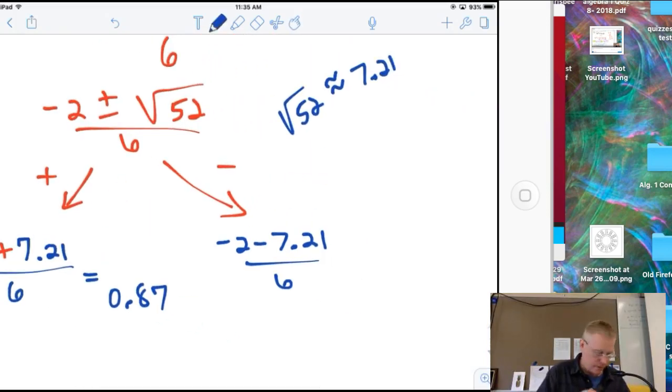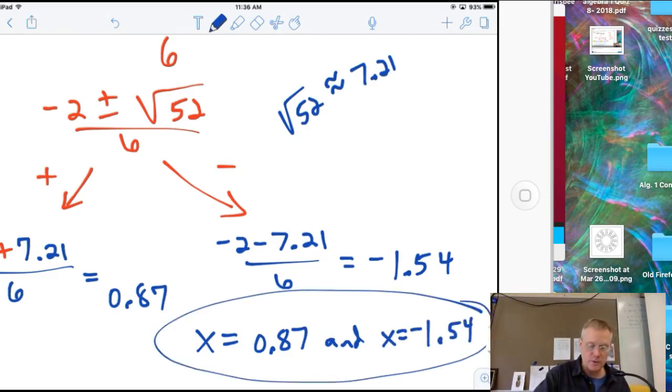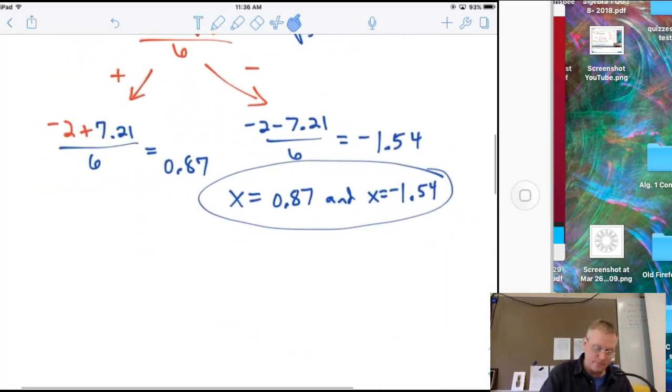Over here, if I take negative 2 minus 7.21 and divide by 6, I get negative 1.54. So those are my two answers. X equals 0.87 and x equals negative 1.54. And those are my two answers in this case. All right? And that's it for that problem. Number 2.